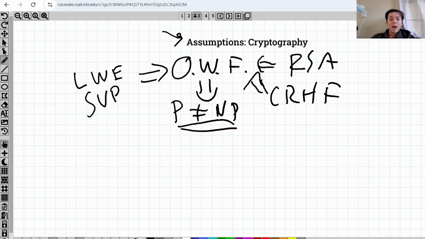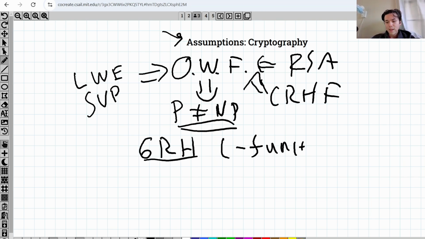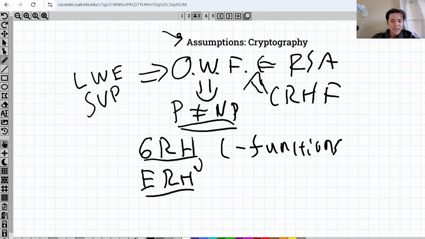And so other assumptions are used in mathematics as well. For example, we have a thing called the generalized Riemann hypothesis, which has to do with these things called L functions. And I actually get these confused sometimes, but there's also a thing called the extended Riemann hypothesis. In my head, these two were opposite from each other. I had the names wrong.